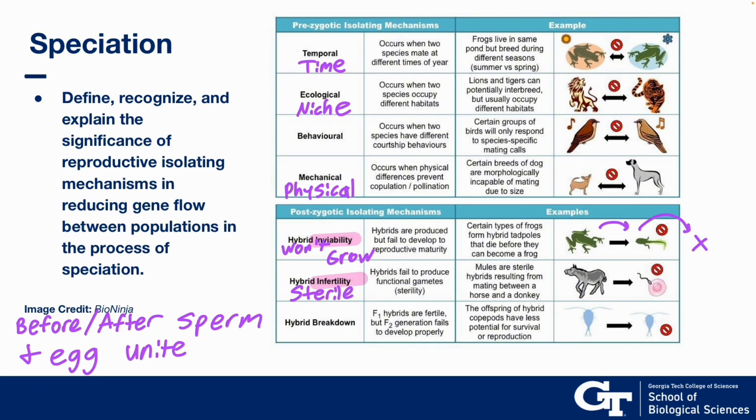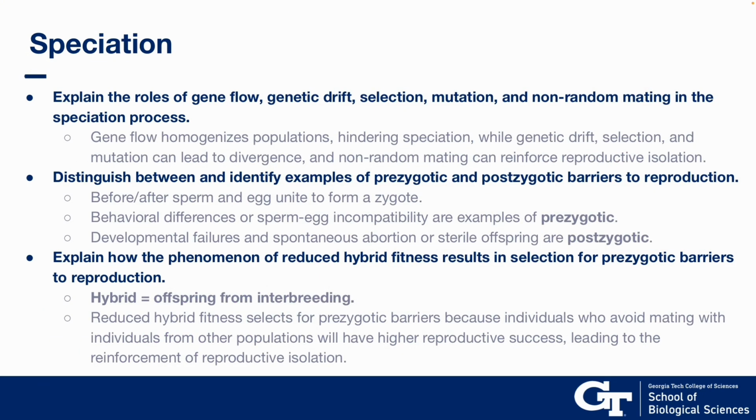And then lastly, the last type is a hybrid breakdown. Doesn't really happen, but it just means that yes, we get perfect offspring, so we think that nothing's wrong, but then those offspring have offspring and they don't grow. So hybrid breakdown rarely happens. Mainly it's inviability or infertility. Basically, those are postzygotic and prezygotic isolating mechanisms that lead to the process of speciation.